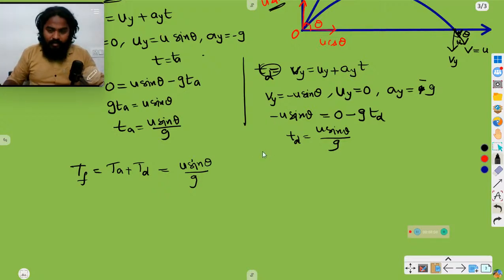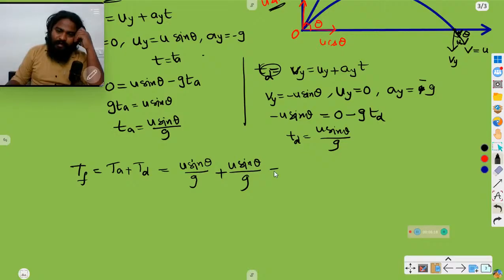So now here, sorry guys, right? Now what I can do here, I can write u sine theta by g plus u sine theta by g. So here they both are the same, right? So we can write 2u sine theta by g.